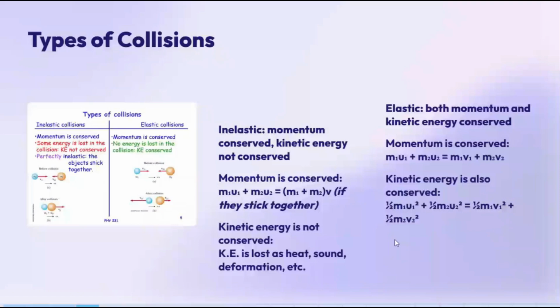So see, for kinetic energy, the normal formula for kinetic energy is half mv squared, or half mass times velocity squared. So for elastic collision, the formula still applies. The kinetic energy for object 1 and the kinetic energy for object 2, then the kinetic energy for object 1 at the end and kinetic energy for object 2 at the end, if you add them together, it's always going to be the same. But for inelastic collision, it's not. You can see here I said kinetic energy is not conserved.